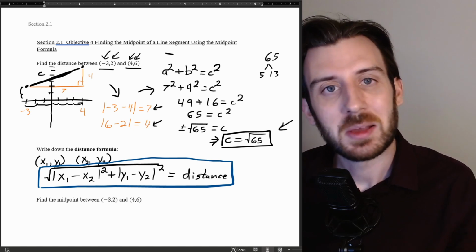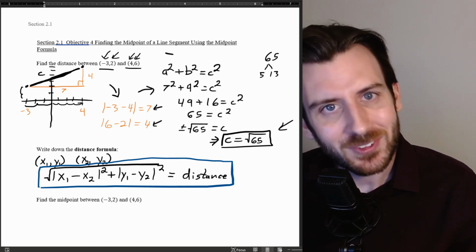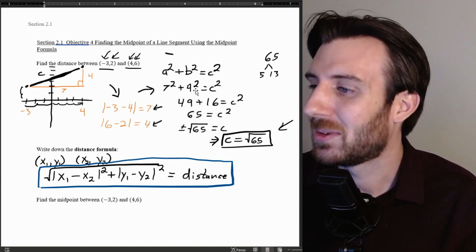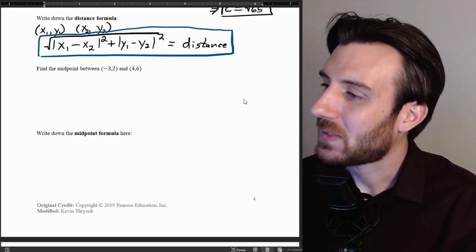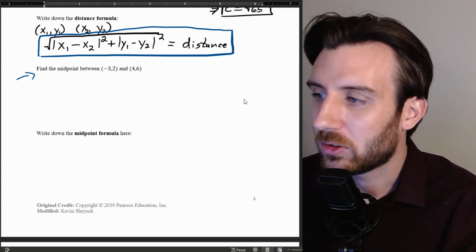This is how we connect geometry and algebra. It's a thrilling, fun example. It's a fun time. So let's do one last one before we call it. Can we find the midpoint between these 2 points?